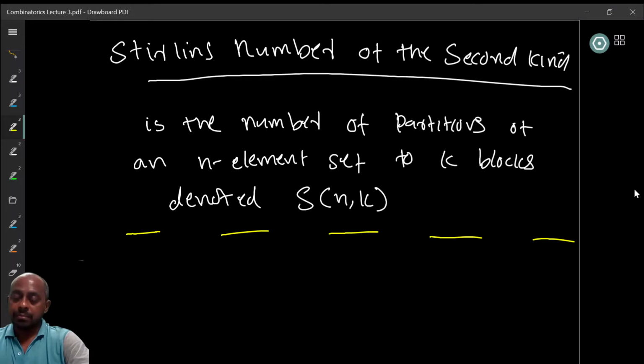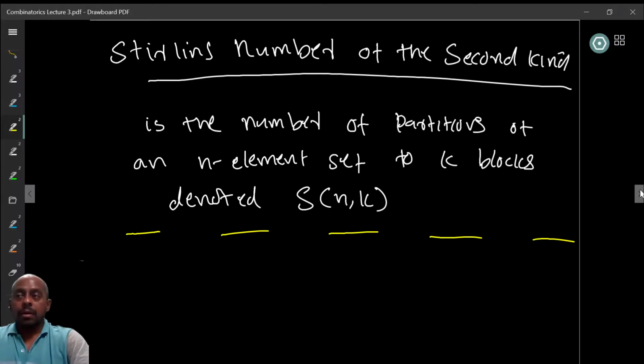So the number of partitions of a set into k blocks is denoted by S(n,k), and it's called the Stirling number of the second kind. One can ask, what happened to the first kind? Why are we not looking at the first kind before the second kind? We will look at the first kind sometime in the future, but that is much more difficult to deal with. It's a much more involved computation, and we will look at those things in the later part of the course. So for the time being, we will stick with the Stirling number of the second kind.